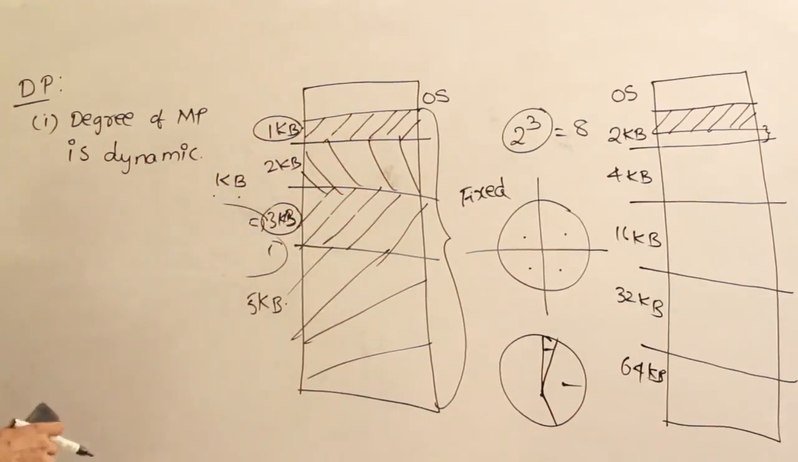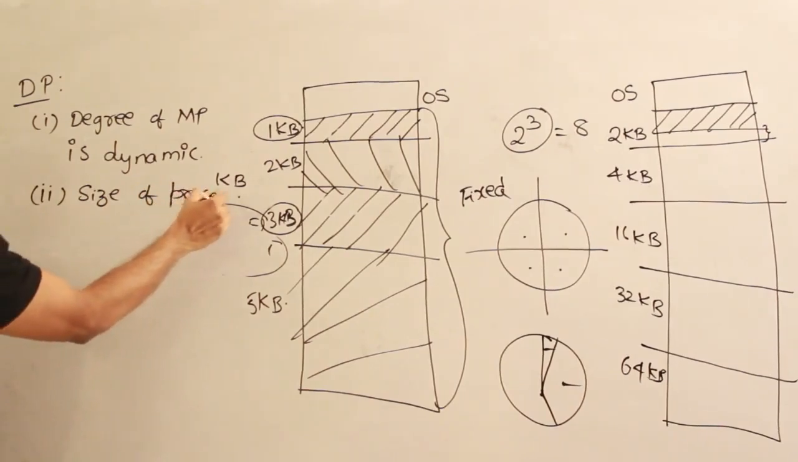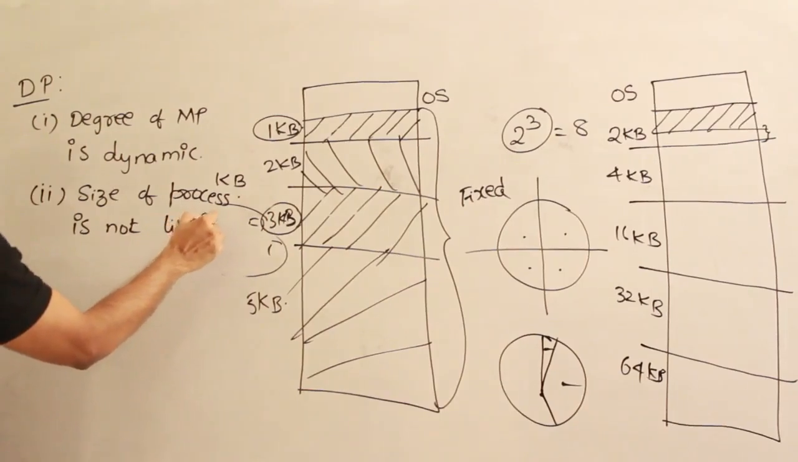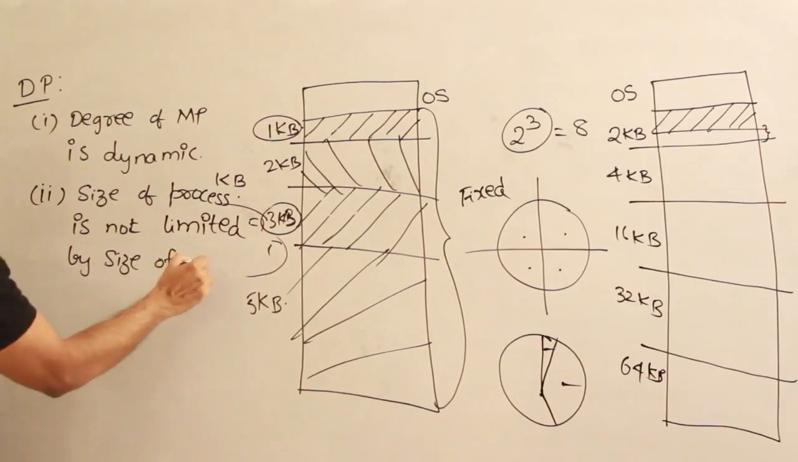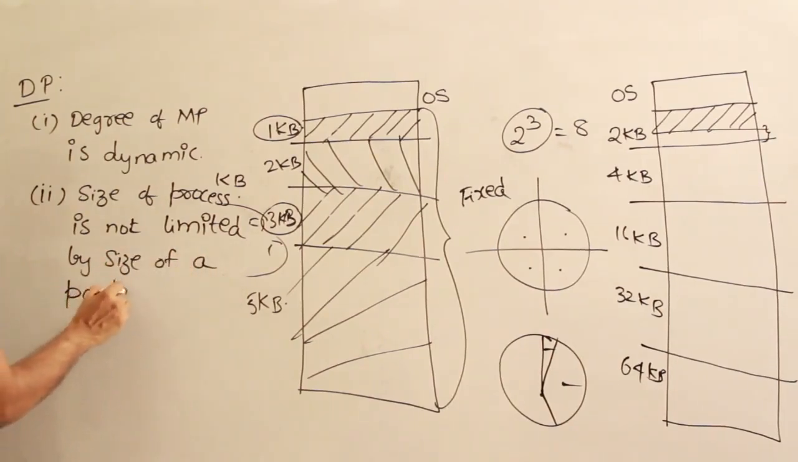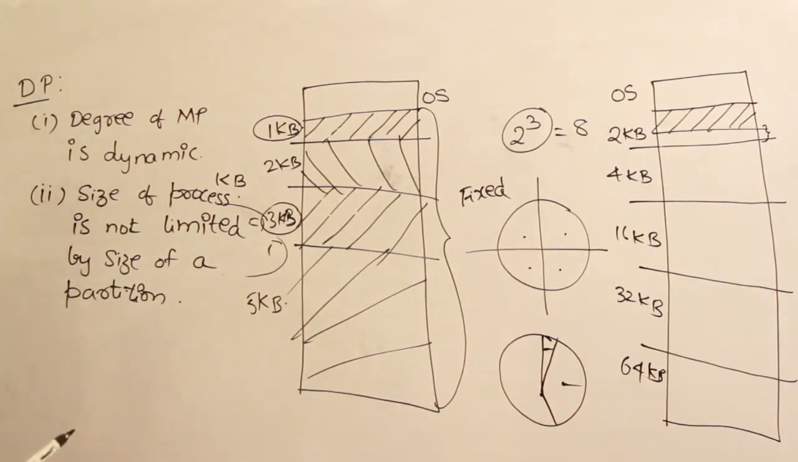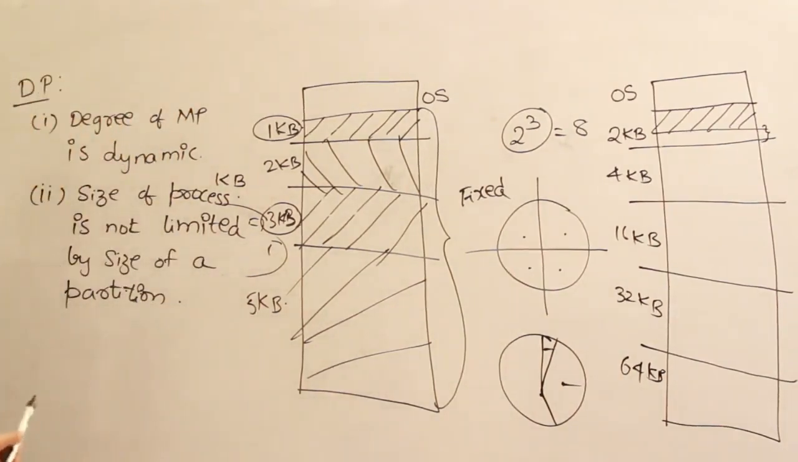That is dynamic, right? And moreover, there is no limitation on the size of the process. The size of the process is not limited by the size of a partition, isn't it? Earlier, if a partition was of some size, you were supposed to use only one partition, therefore your process size was limited. But now it is not limited by the size of a partition, it is limited by the total available free space, isn't it? So these are the advantages when we go for dynamic.